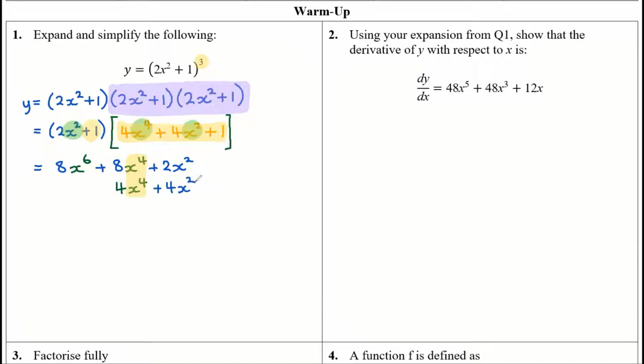Okay, and then plus 1. All right, and then we add all this together. So we're going to get 8x to the power 6, plus 12x to the power 4, plus 6x squared, plus 1. Okay, so that's the final expression. It was quite a task, wasn't it, to do that?